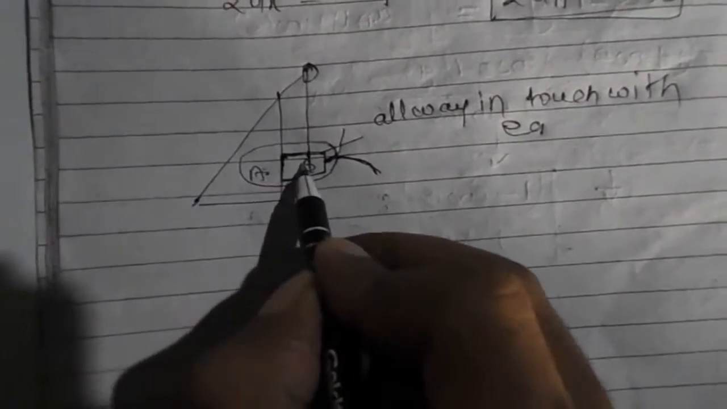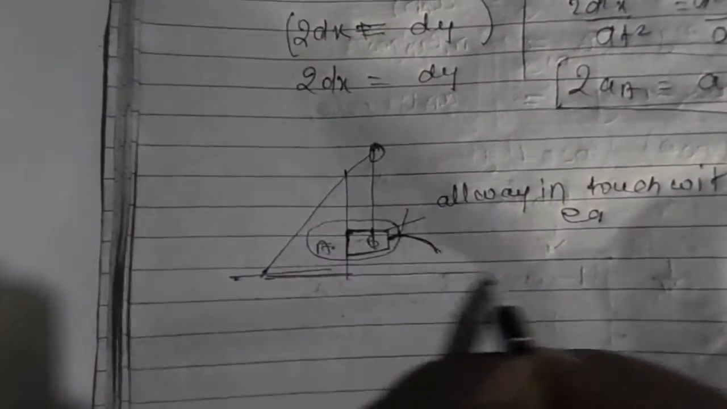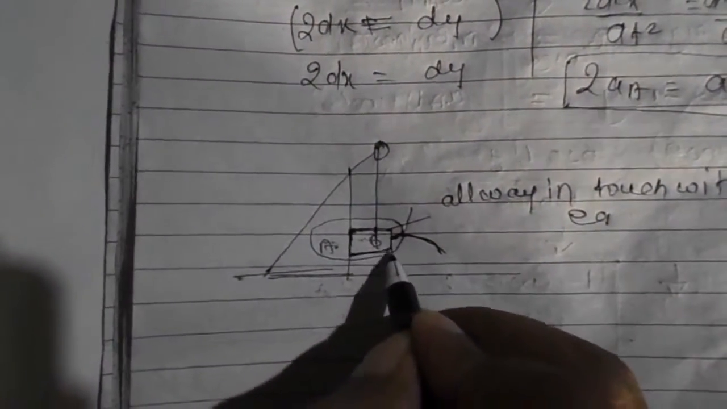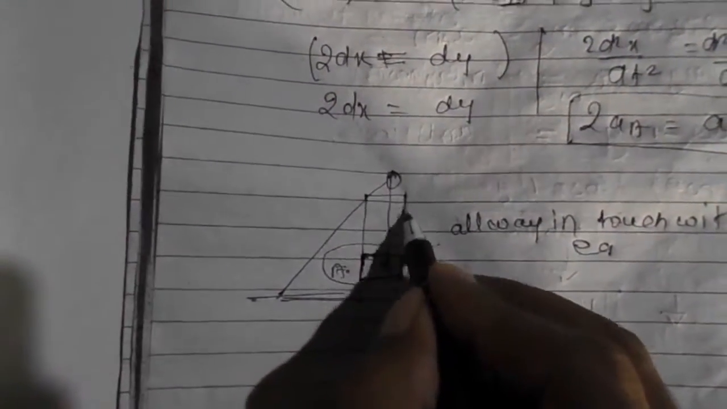What is the key point to analyze this? That this contact between A and B is not going to vanish. This contact between A and B is not going to vanish. With the help of this concept, I should analyze it. Let's suppose this block has moved by amount dx. So it will reach somewhere here.